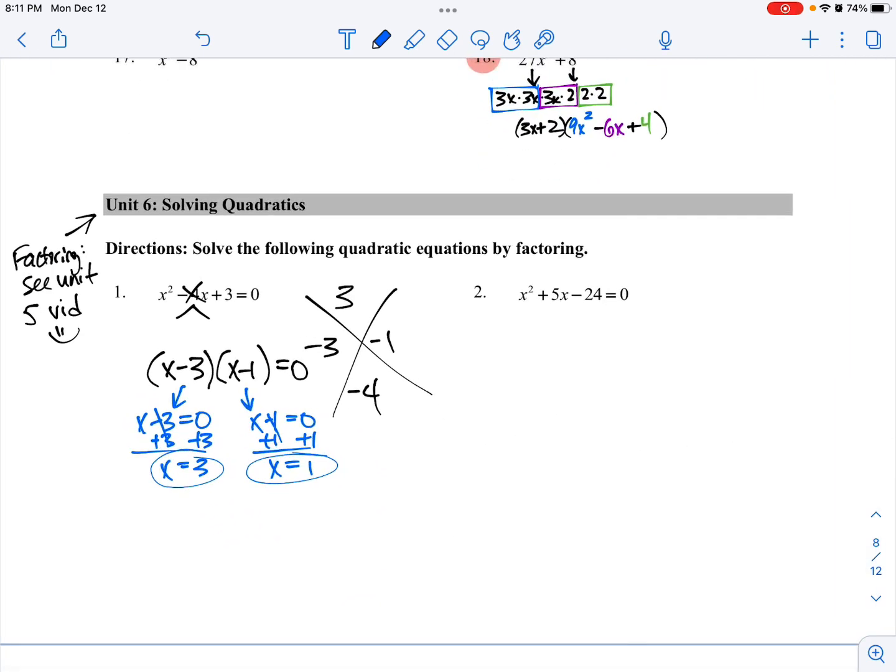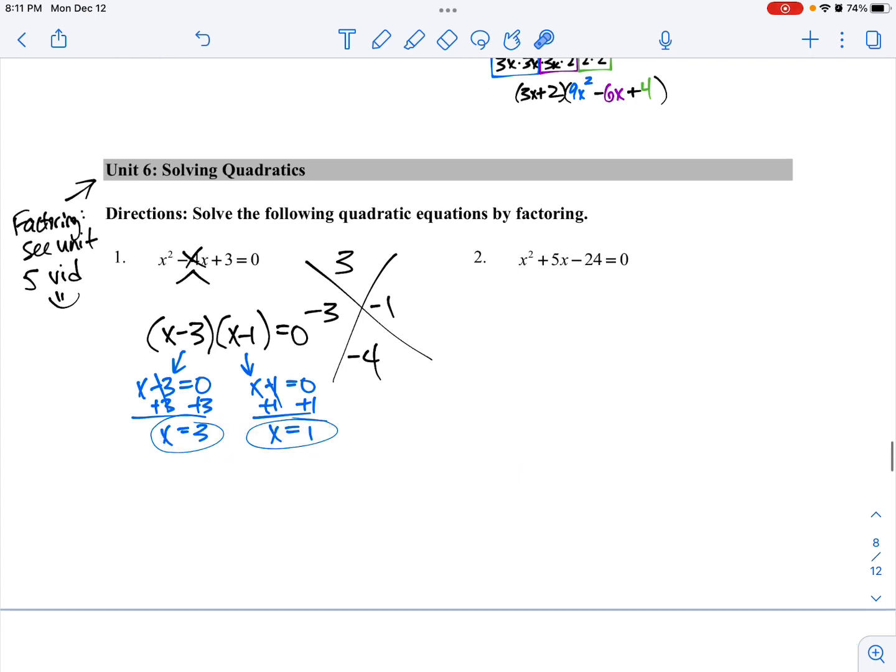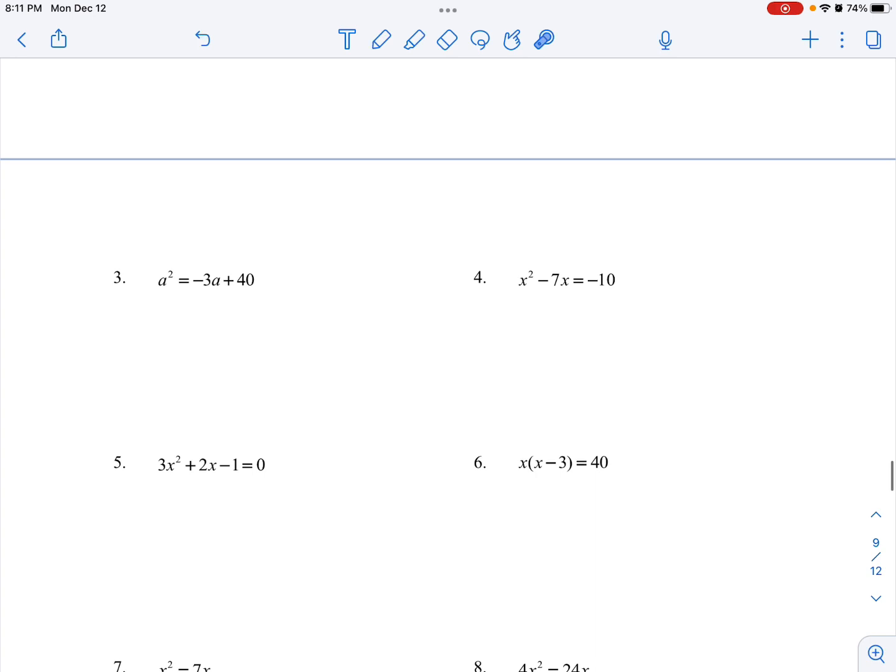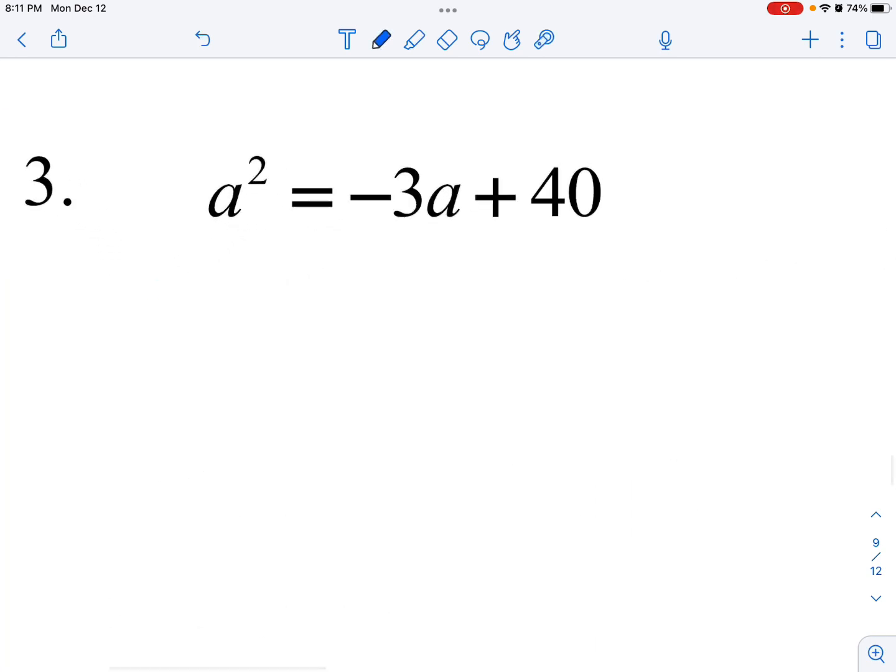Problem number 2, you'll do the same thing. Start with the x, get it factored. It's going to end up looking something like this, but with different numbers. And then you set both of them equal to 0 to get these two answers. Okay, you can check the answer key if you're not sure if you got it right or not.